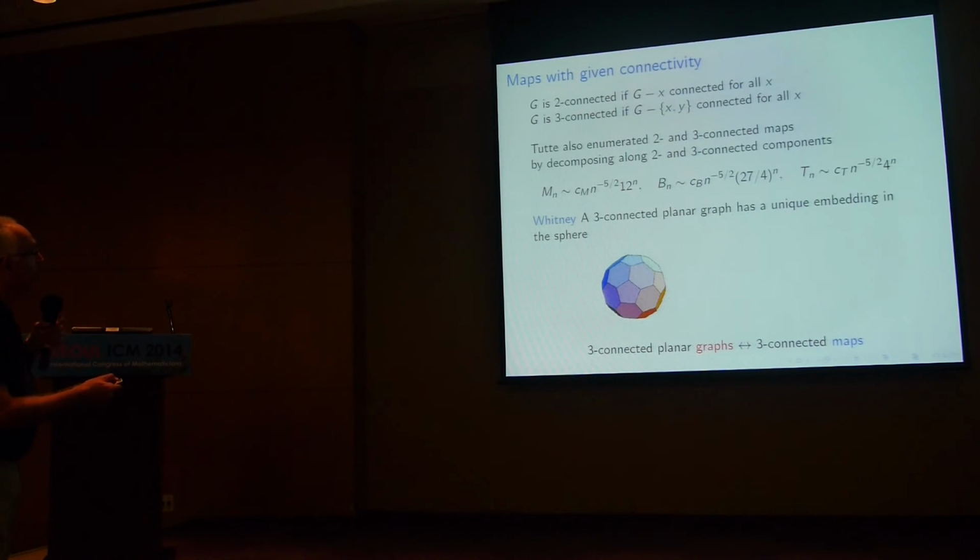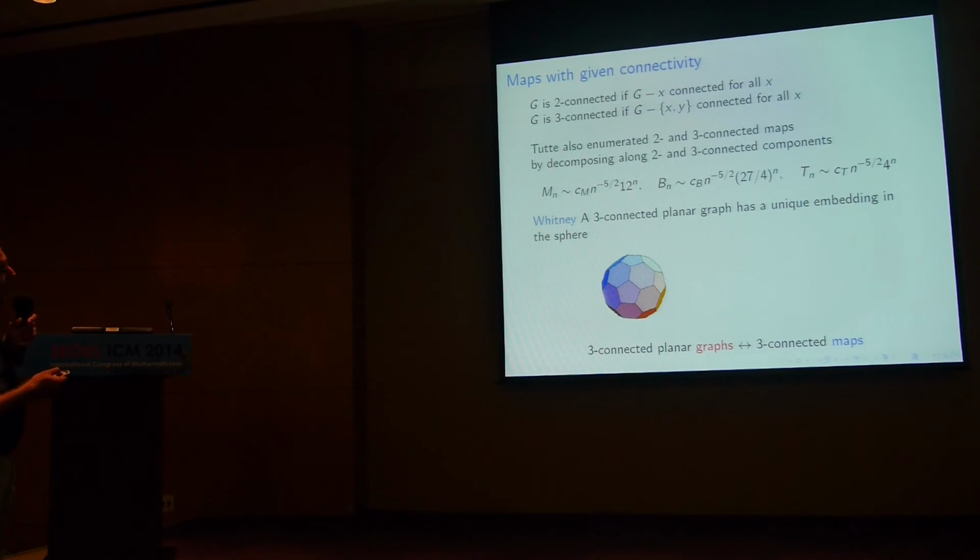And then for 2-connected maps, there is again a closed formula. For 3-connected, there is no closed formula, but I give you here the asymptotics. So this is the asymptotics. The exponential growth depends on the class of maps. This is 12 to the n, here is 27 over 4 to the n, and here is 4 to the n. But what is important is that this exponent is always the same. So there is a kind of universality: all naturally defined classes of maps have this exponent. And this has some consequences on the structure of random maps.